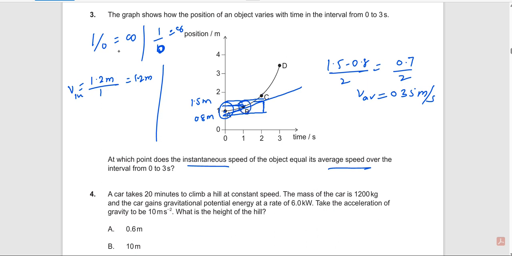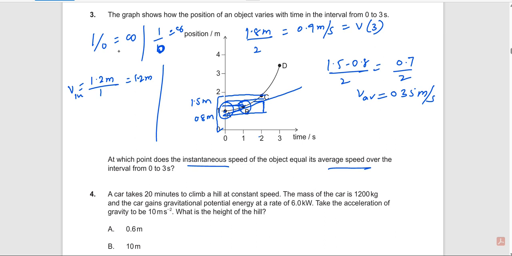Now let us take up C over here. At C, this value is around 1.8 here. So 1.8 meters is the displacement divided by time taken. What is the time corresponding to it? 2 seconds. So this is equal to 0.9 meter per second. What is this now? Instantaneous velocity. We have got this. Now what is the average velocity here?